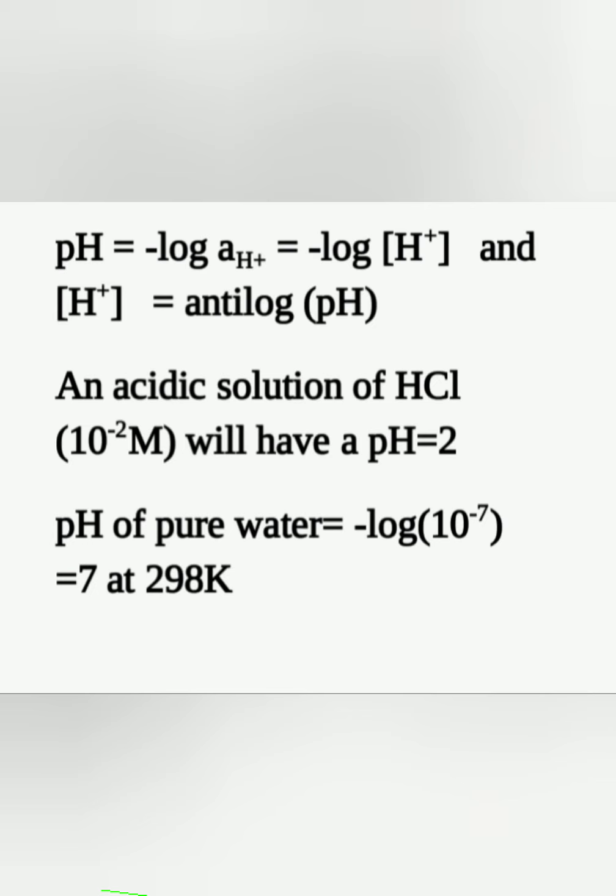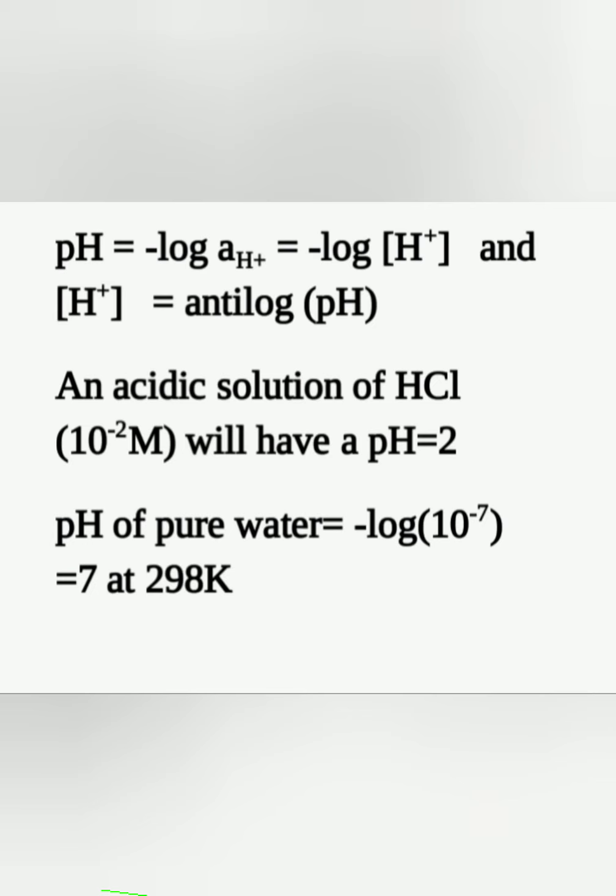So how will you find out the pH of NaOH whose OH minus concentration is 10 raised to minus 4 molar, and hydronium ion concentration is 10 raised to minus 10? It will have a pH of 10. That means it is a basic solution. Using this simple formula, pH is equal to minus logarithm to the base 10 of hydrogen ion concentration, we can calculate the pH of the solution.